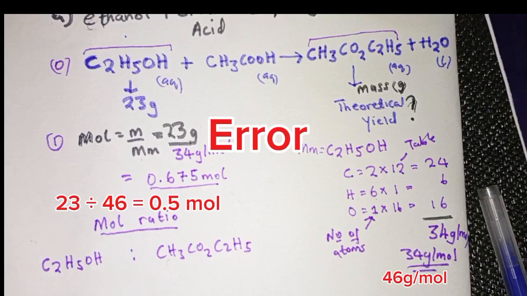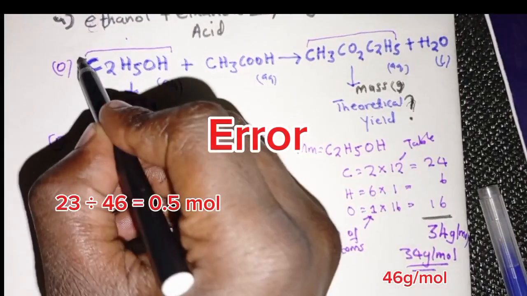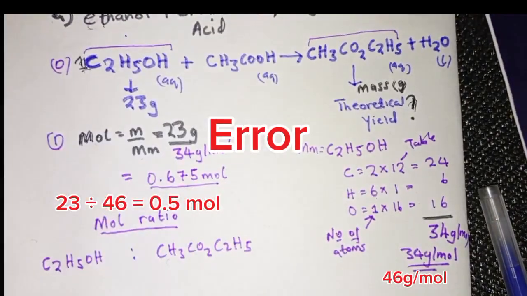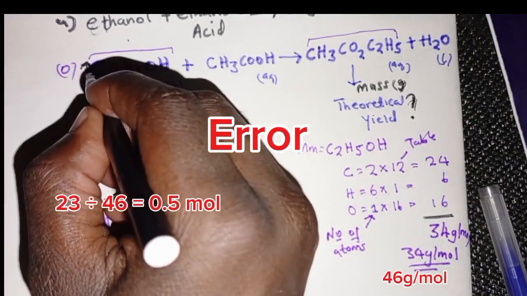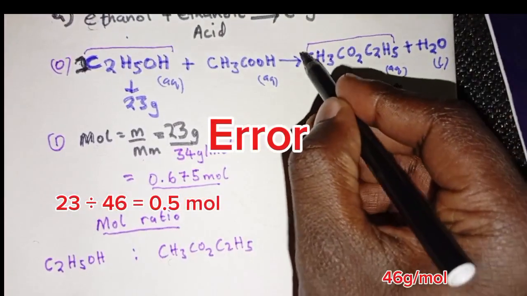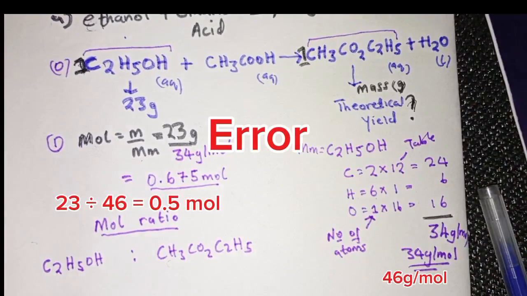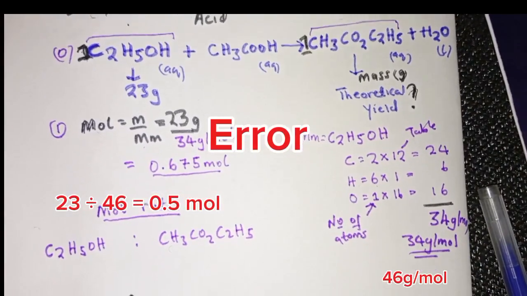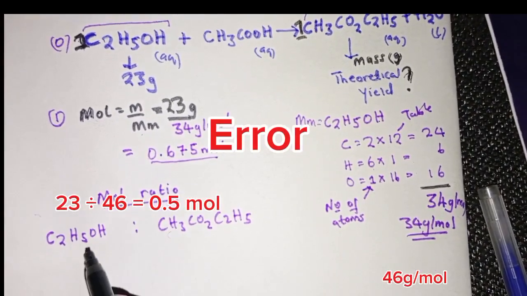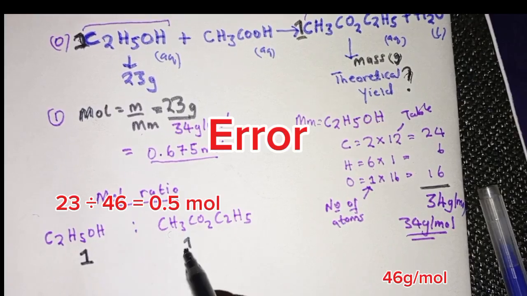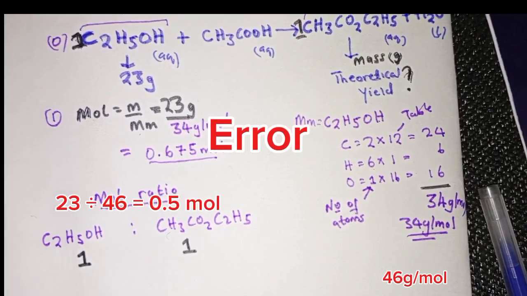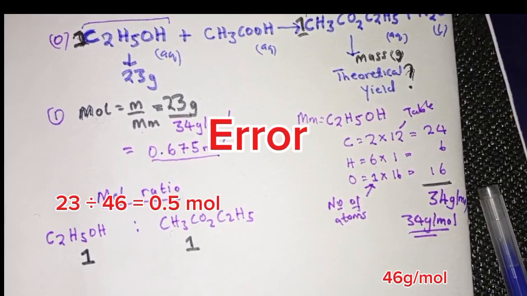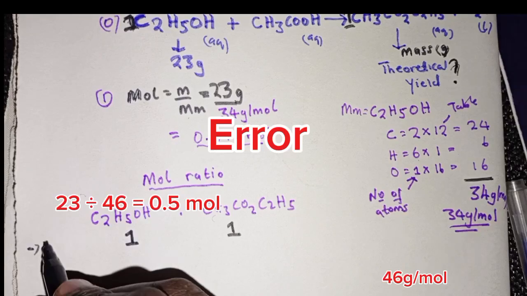If there's no number, it means it's a 1. We call these coefficients. Simply means that that one there is a 1. This one is 1 here. Here also it means it's 1. We didn't put any number. We find out the equation was already balanced. So you just write 1 and 1. Here, what I have written is the coefficient.